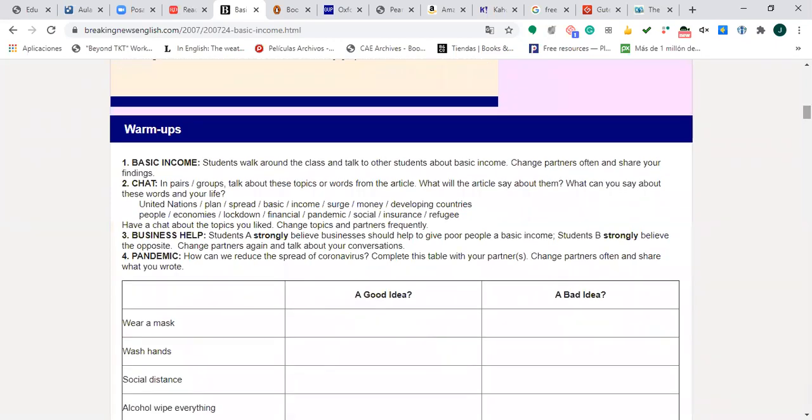What is basic income? So here it says the students walk around the class and talk to other students about basic income. But first, the teacher must introduce the new vocabulary, right? Maybe they don't know what income is. So the teacher must have some ideas, no? Say some ideas about this word, income. So then they discuss, no? They start talking. Remember that you join the skills, you don't separate the skills, but I focus on developing the reading skills and also the listening on this page.